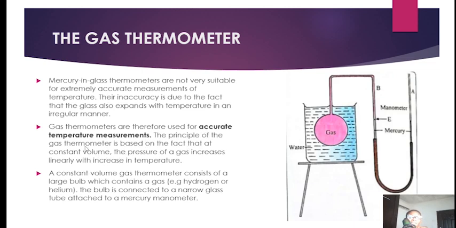The principle of the gas thermometer is based on the fact that at constant volume, the pressure of a gas increases linearly with increase in temperature. So a constant volume gas thermometer consists of a large bulb which contains a gas, e.g. hydrogen or helium. The bulb is connected to a narrow glass tube and attached to a mercury manometer. You can see the setup here.